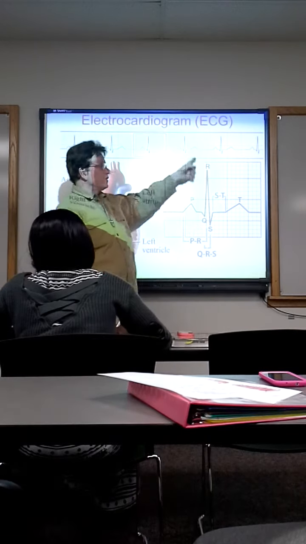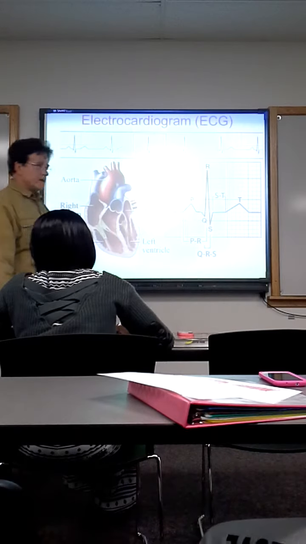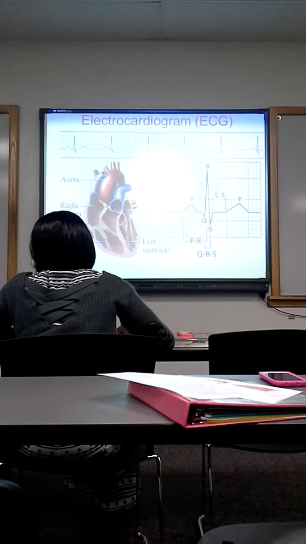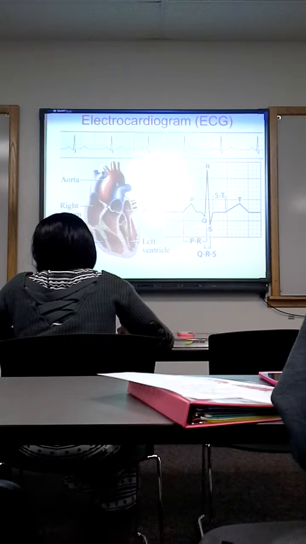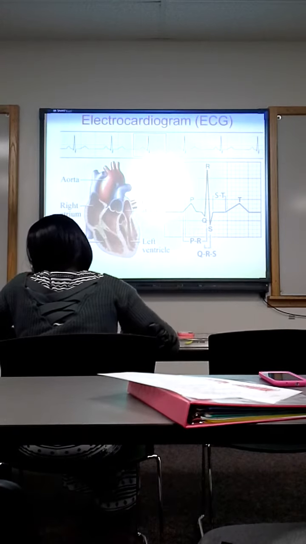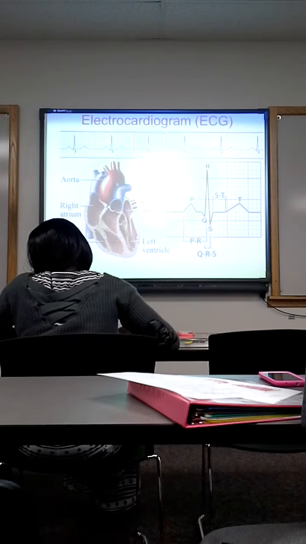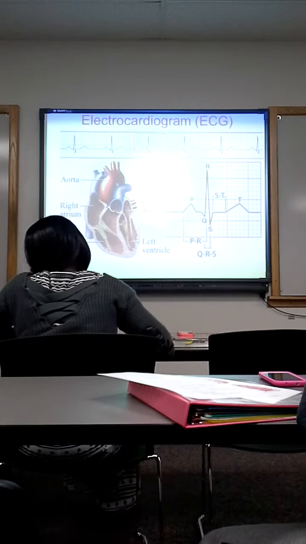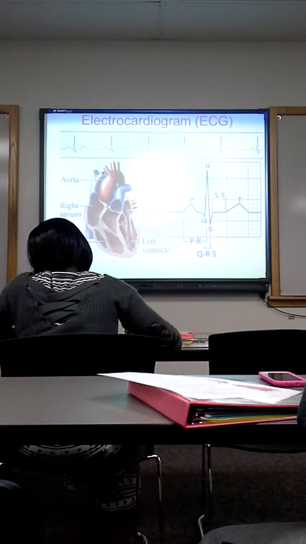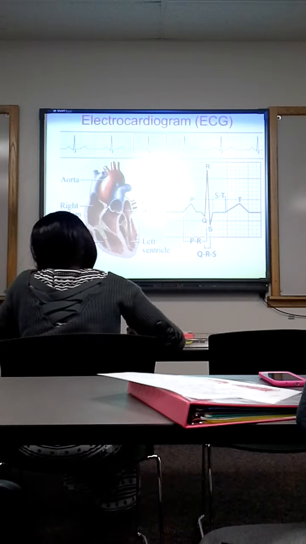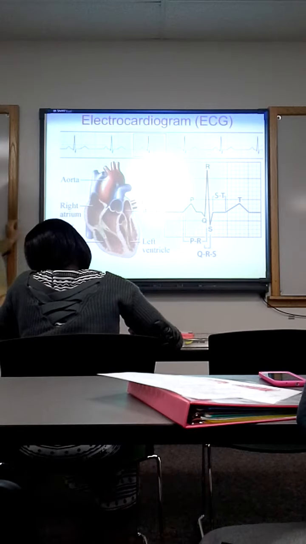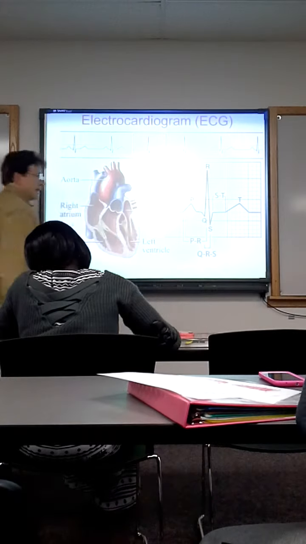Next, we have this huge deflection called the QRS complex. The action potential now has arrived in the ventricles, and the ventricles are much larger than the atria, and the result is a much larger deflection. The QRS complex is the depolarization of the ventricles. The QRS complex is the signal for the ventricular myocardium to contract. It says, ventricles contract.